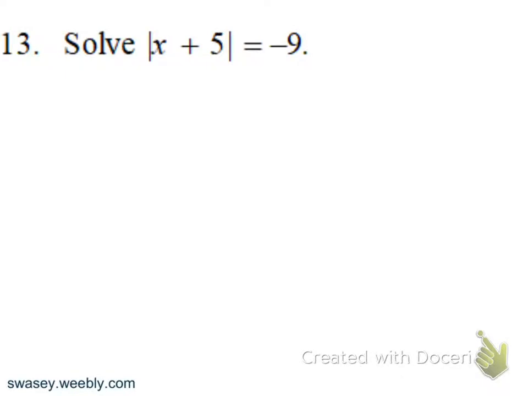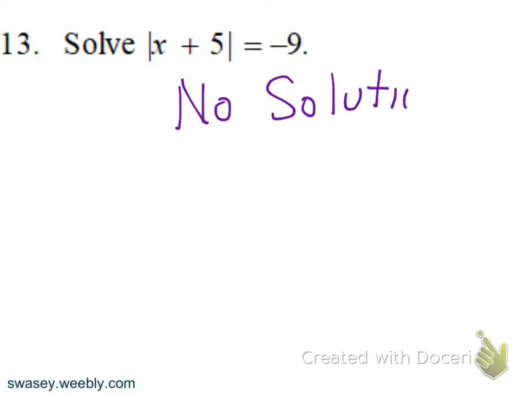Absolute value equal to a negative, no solution every time. We can't take the absolute value of something and get a negative answer.